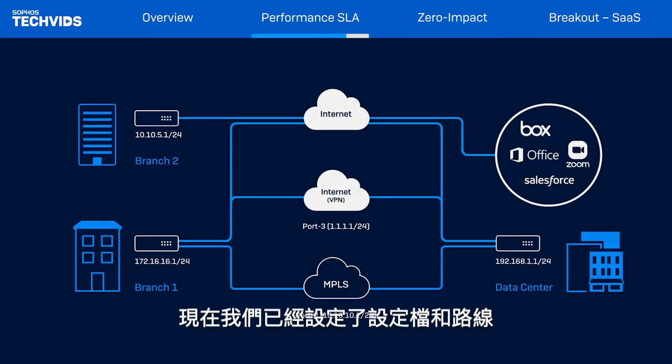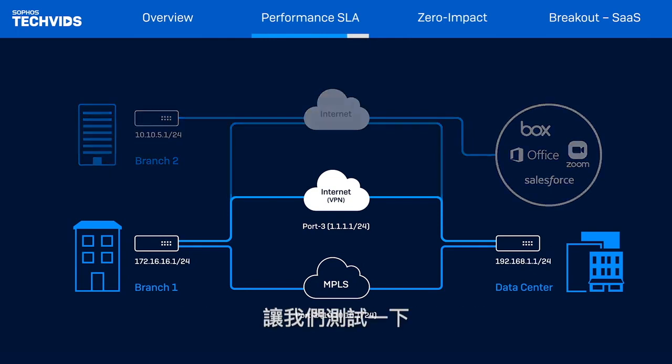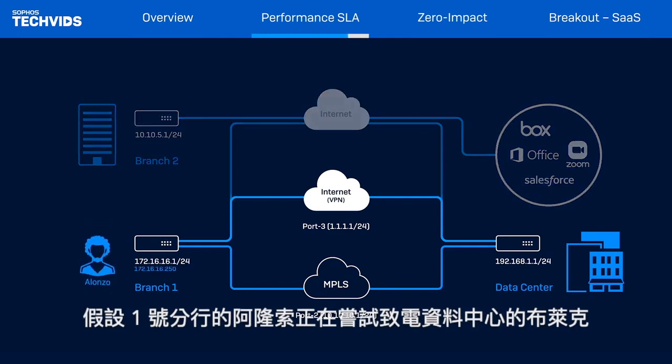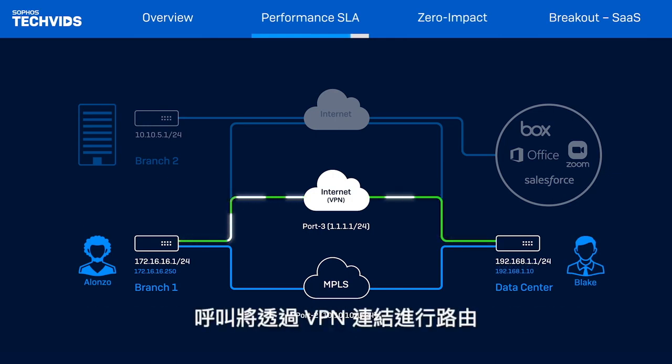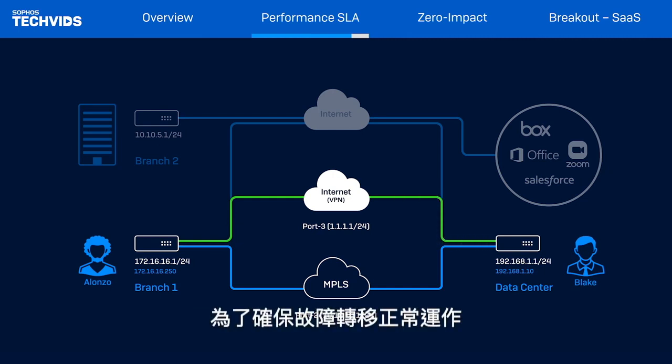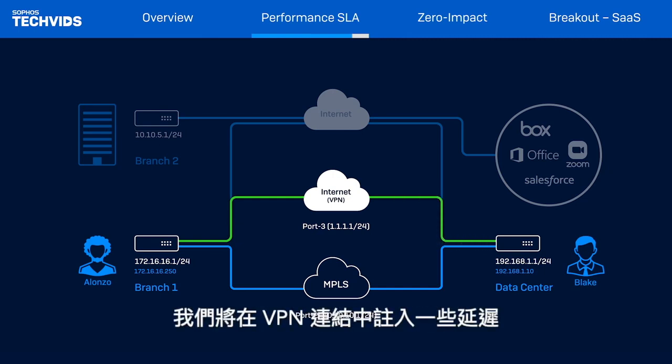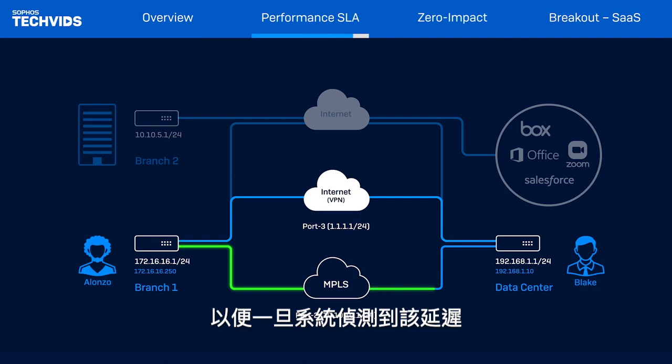Okay, now that we have the profiles and routes set up, let's test. Going back to our network topology, let's say Alonzo at branch 1 is trying to call Blake at the data center. Based on the configuration, the call will be routed through the VPN link. Now, to ensure failover is working, we'll inject some delay into the VPN link so that once the system detects that delay, it switches over to MPLS.